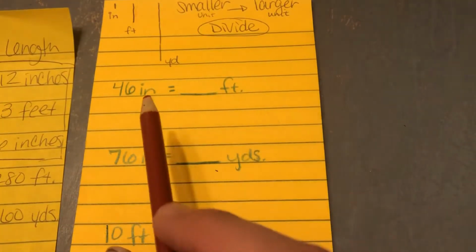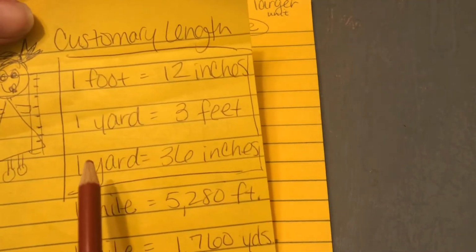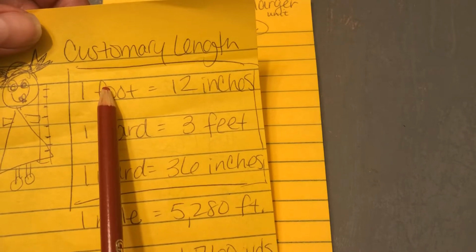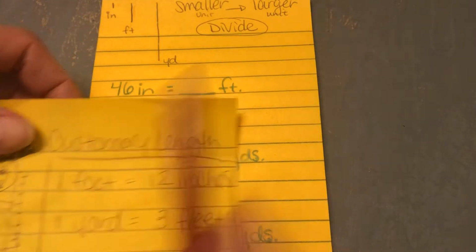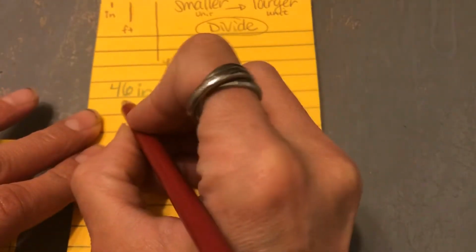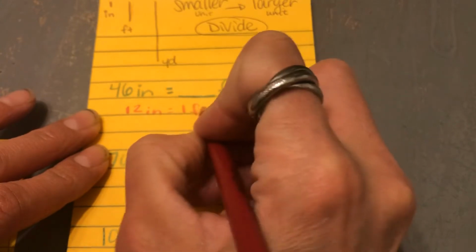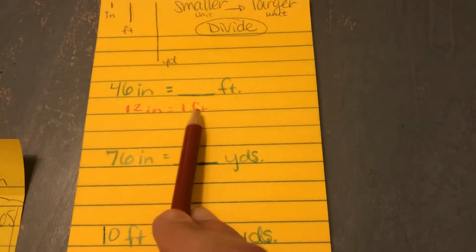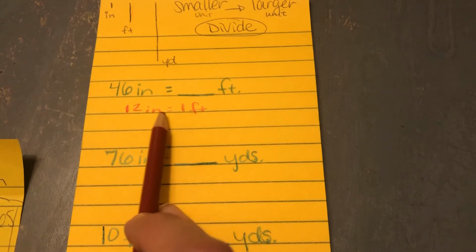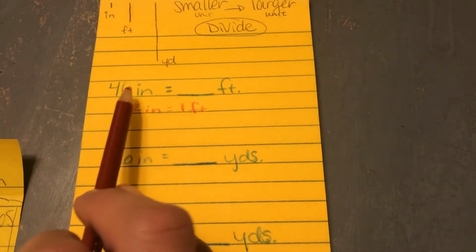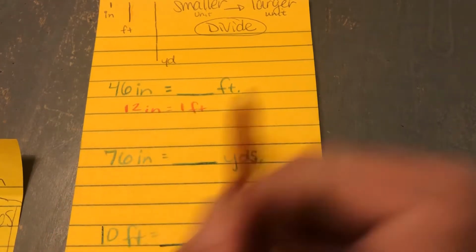So for inches to feet, we're just going to look at our chart here. I'm going to write this flip-flopped here. So 12 inches equals 1 foot. I'm going to write what I know. 12 inches equals 1 foot. So that means to go from inches to feet, I need to divide by 12. 12 divided by 12 is 1. That's how we got here, inches to feet. So 46 inches divided by 12 will give me how many feet that is.